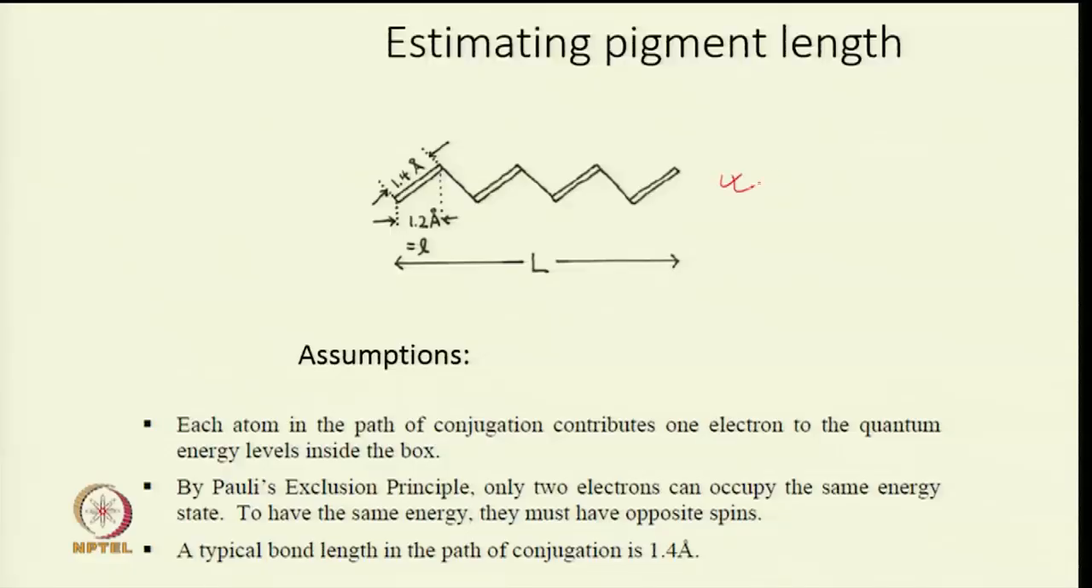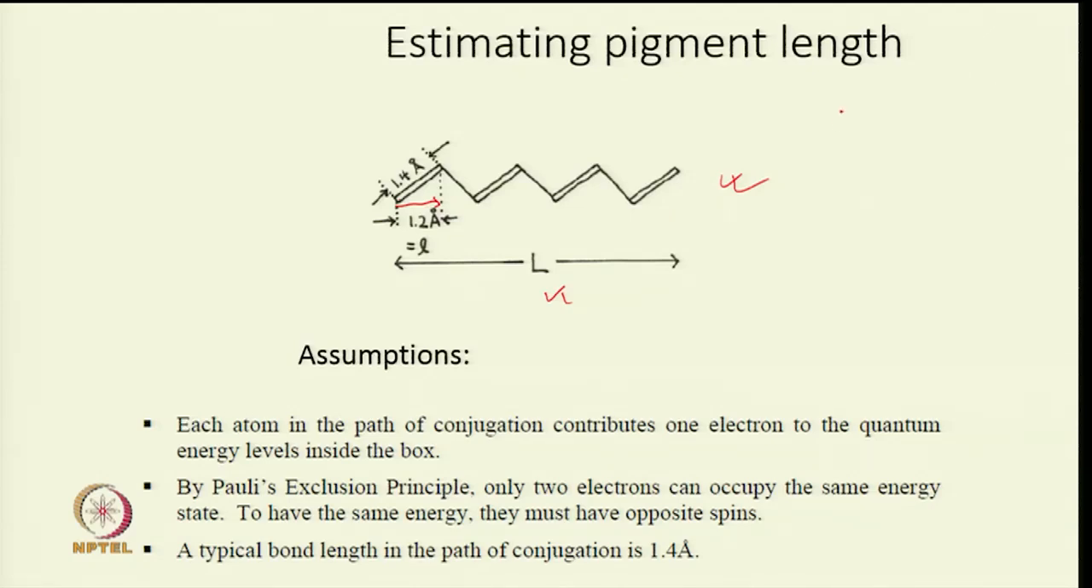So, this is your conjugated system, a double bond followed by a single bond, double bond followed by single bond. So, first thing is, what will be the value of this L, or you can say the size of the one dimensional box? Generally, this double bond is equal to 1.4 angstrom, and in this direction, this length is equal to 1.2 angstrom. And so, you can know the length of this box.